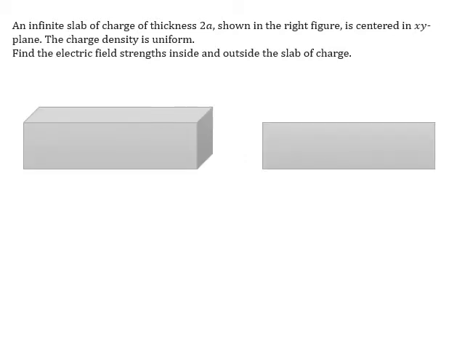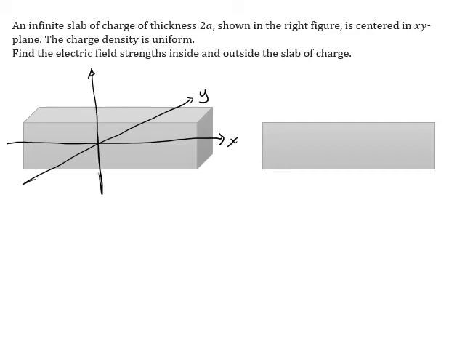Okay, let's put on the coordinate system. Our slab is centered in the xy plane, so I'm going to take positive x to the right. That makes positive y goes back into the page. I'm trying to draw it going through the center there. There's positive y, and positive z goes up. So there's our coordinate system. There's z. Remember that the thickness is 2 times a.